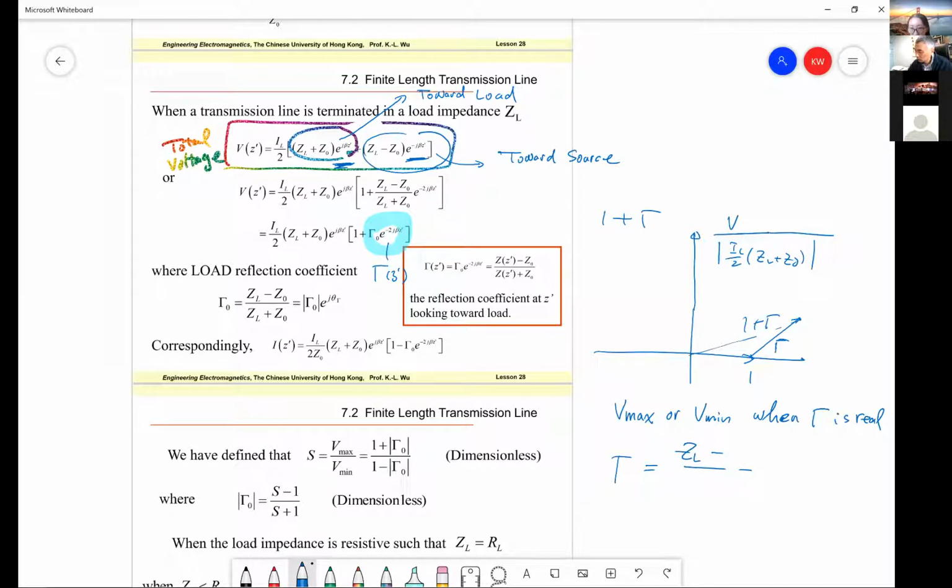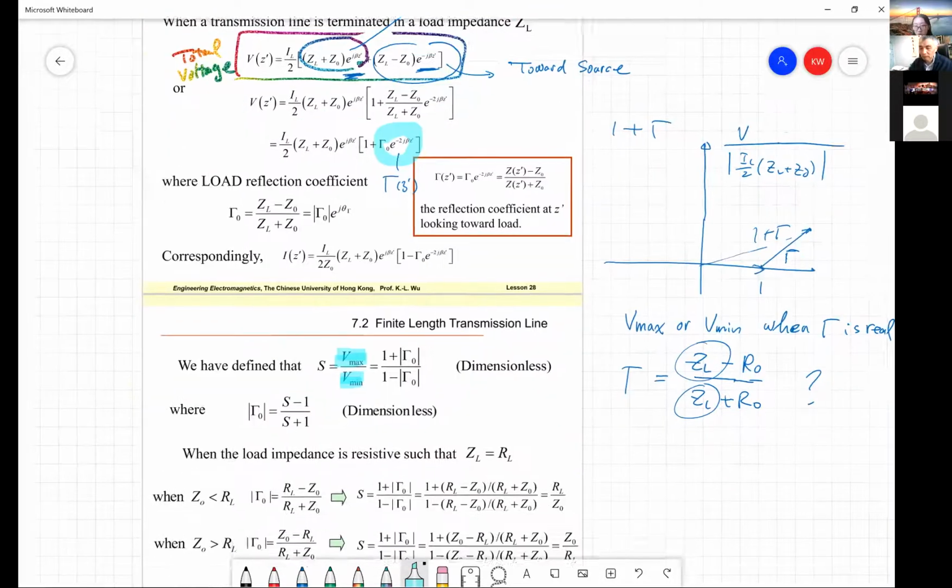If this is a lossless transmission line, I use ZL for the characteristic impedance. Gamma is a real number only when the load is real. So this is very important. When the load is real, the voltage reaches either a maximum or a minimum. The minimum is proportional to 1 minus the absolute value of gamma, and the maximum to 1 plus the absolute value of gamma.